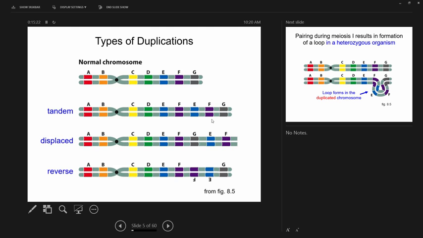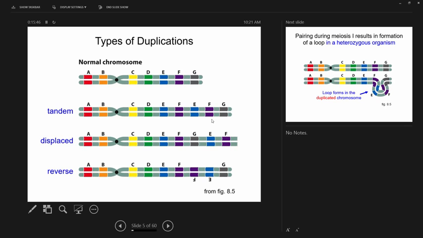It wouldn't look like this, would it? You would just take this part out here, the E and F, take it out, flip it around upside down and backwards, and put it back in. So the normal chromosome would have one copy each of E and F. The inverted chromosome would have one copy each of E and F, right?